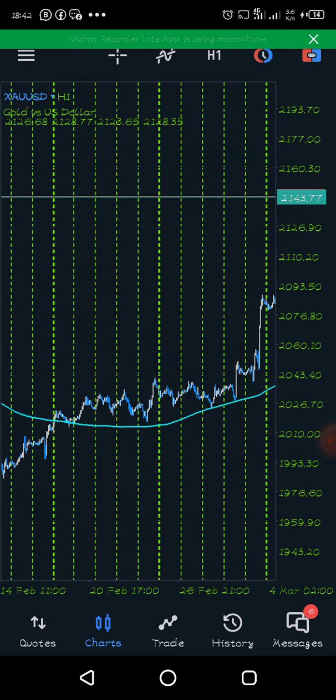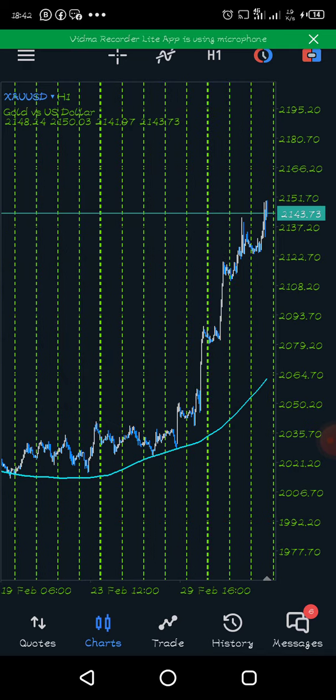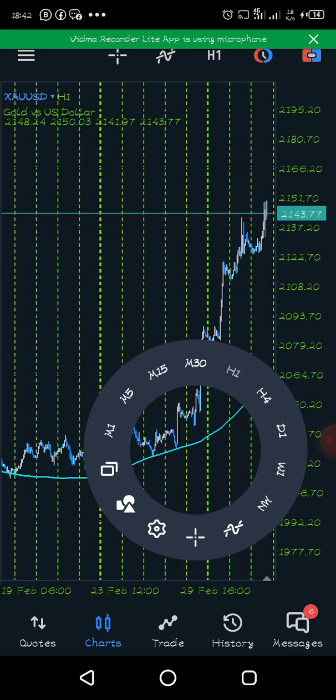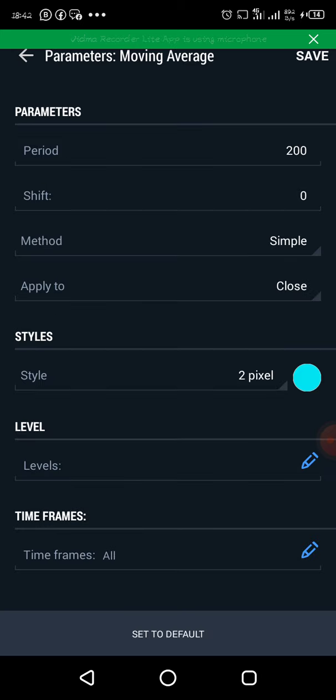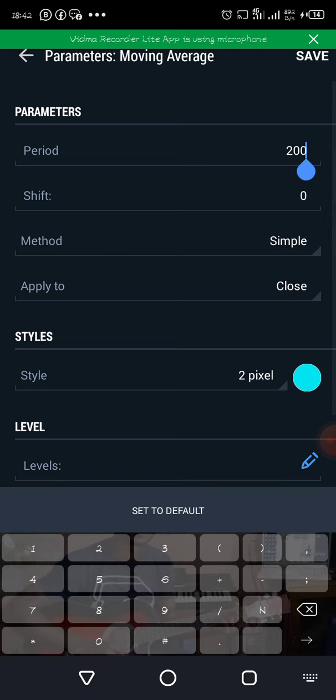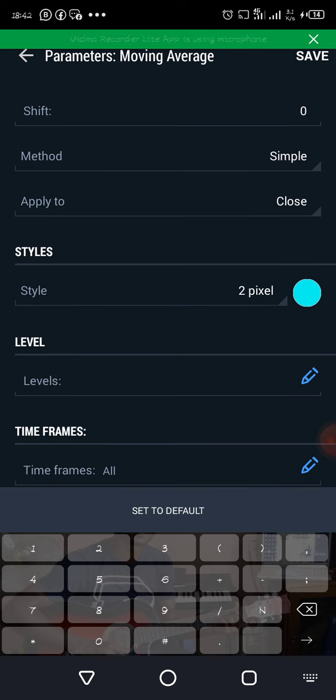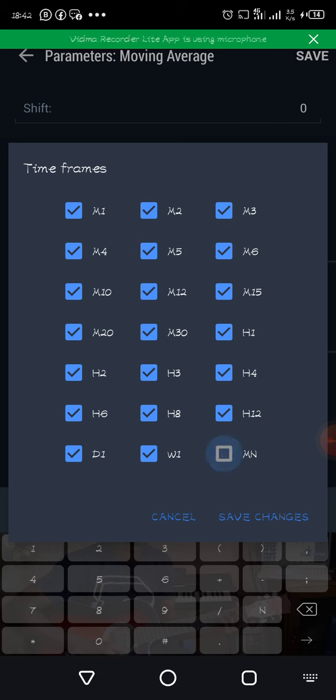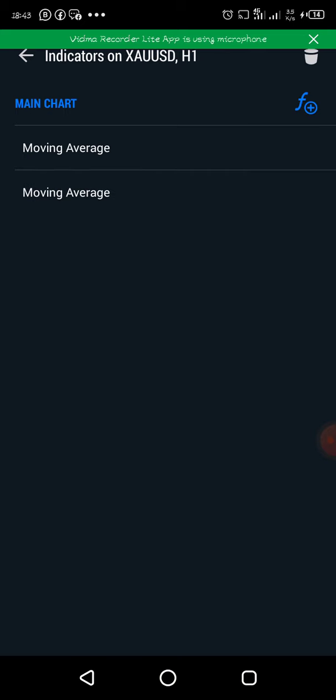Now, the next thing I need to do is to go back and set up another moving average, which is the 21 simple moving average. In this case, I'm setting this only to 1 hour. So I'm going to turn off all the other time frames and leave this on 1 hour. I'm saving the change now, and here it is.